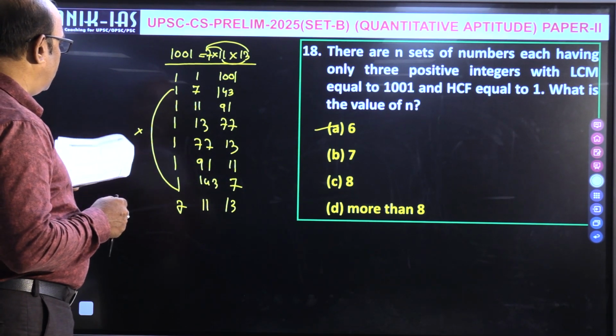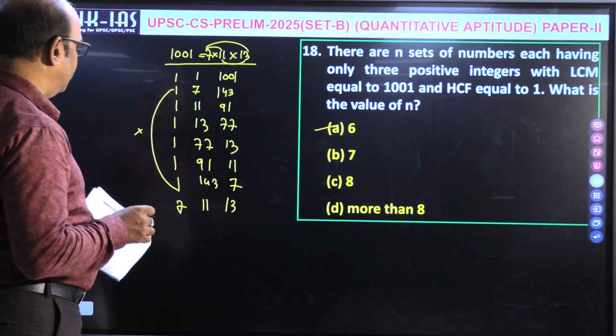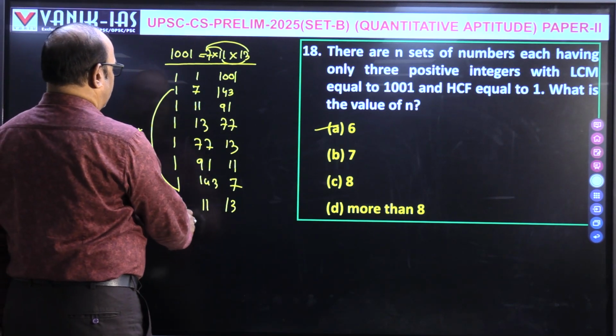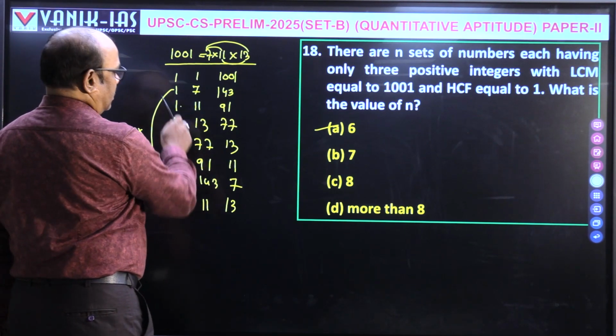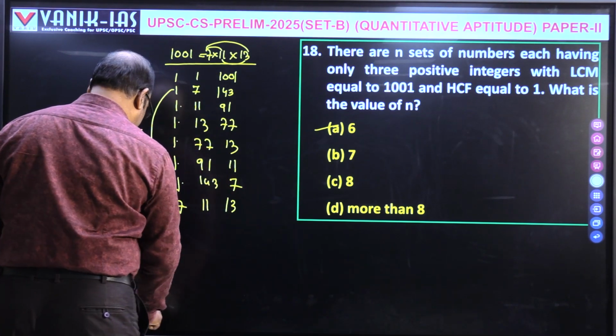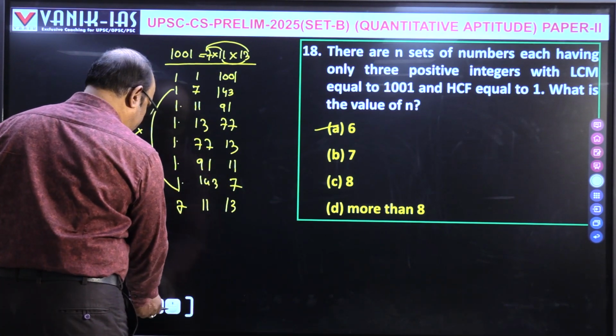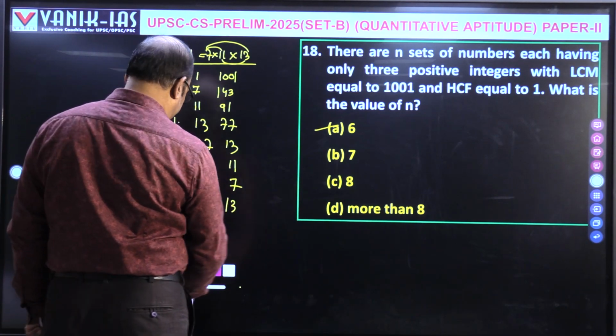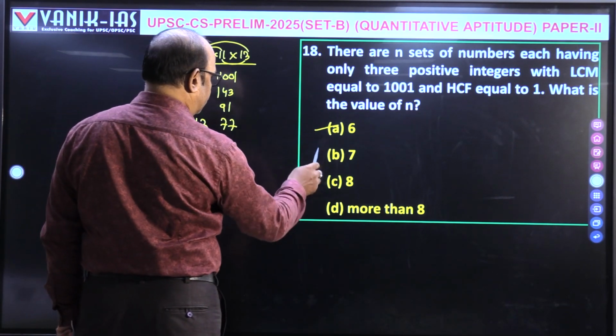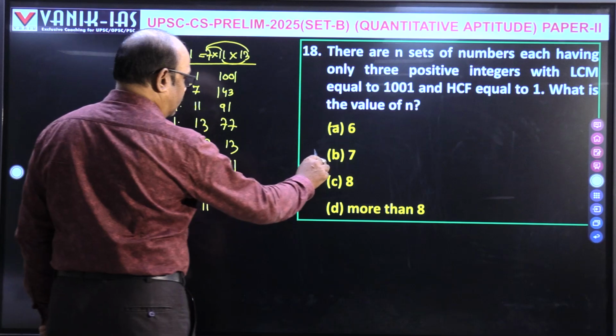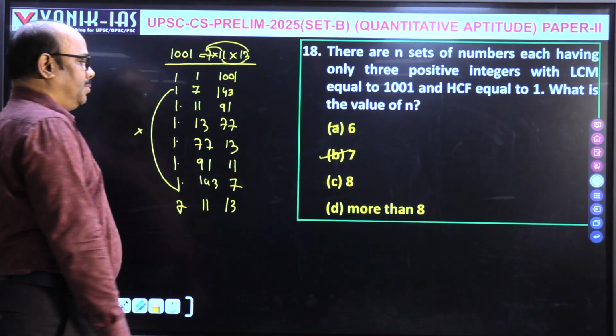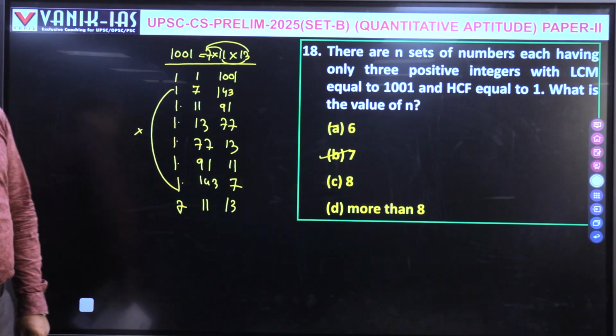एक दो तीन चार पाँच छः सात, 7 is coming. 1, 2, 3, 4, 5, 6, 7. So this is the answer, option B. Next question.